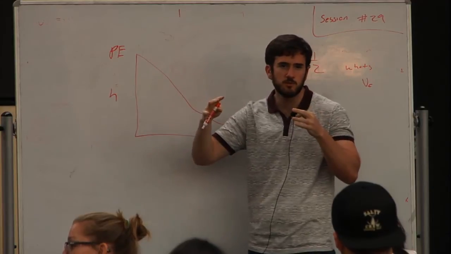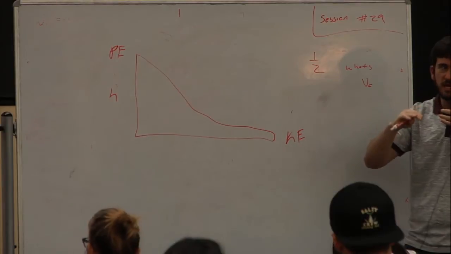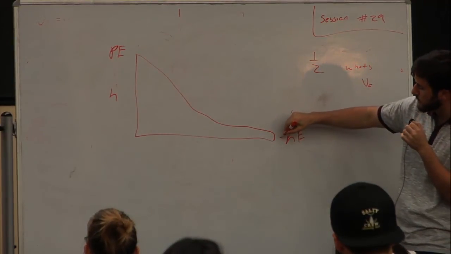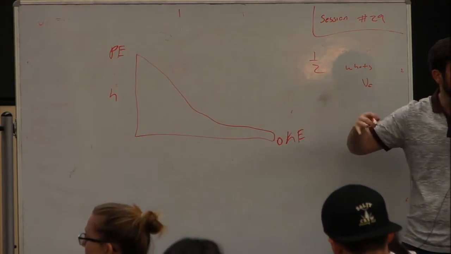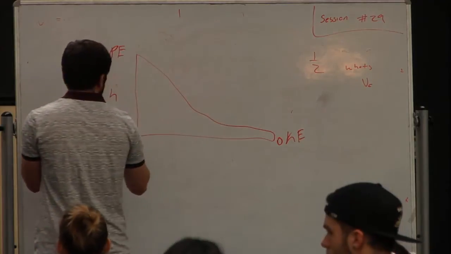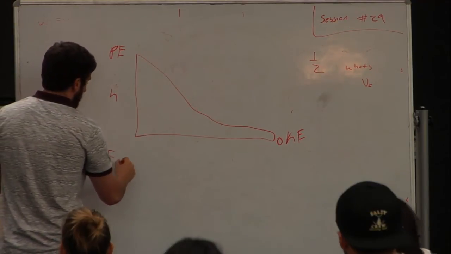All right, so we have potential, and it's all turning into kinetic energy, yeah? So potential is equal to kinetic. You good with that? So we said potential is what? MGH. We know kinetic is what? 1/2 mv squared.